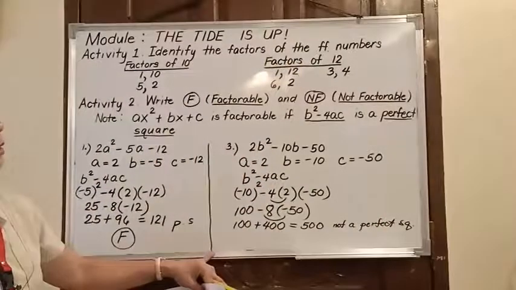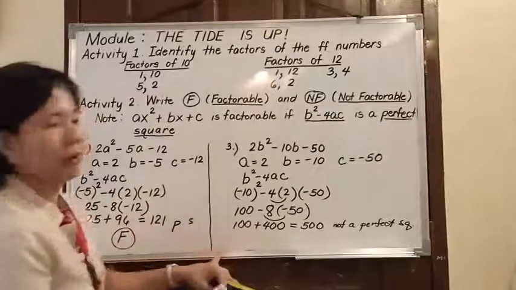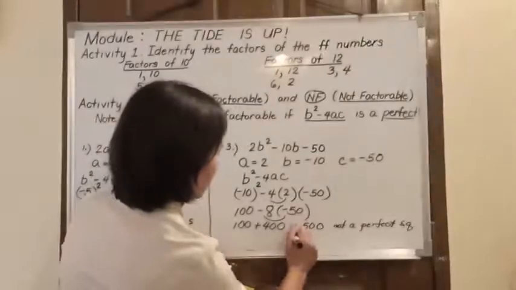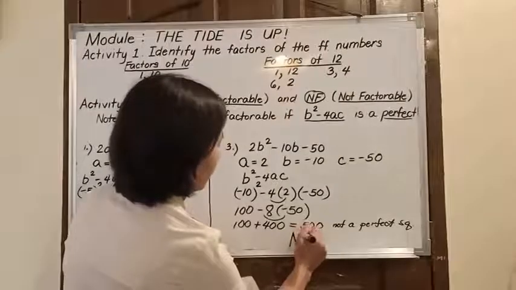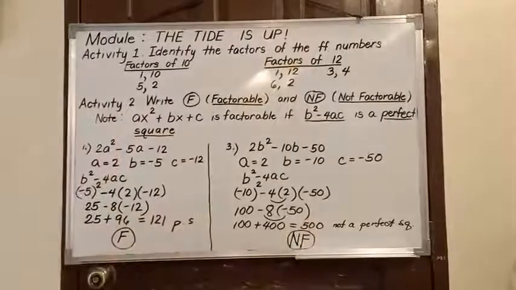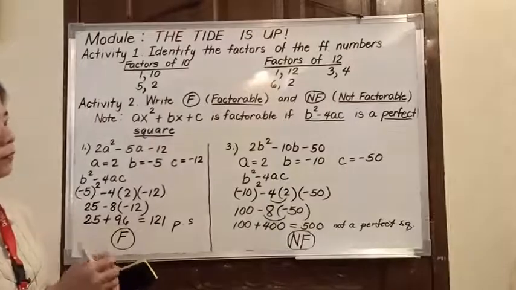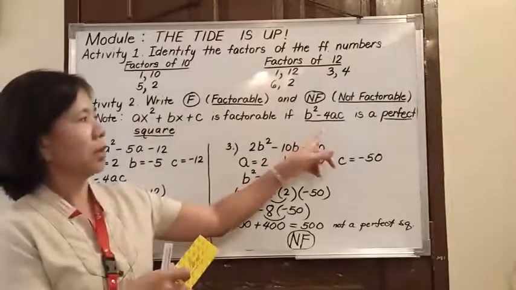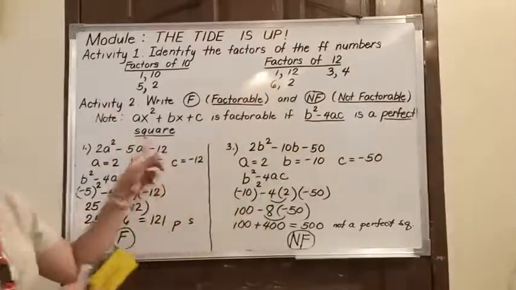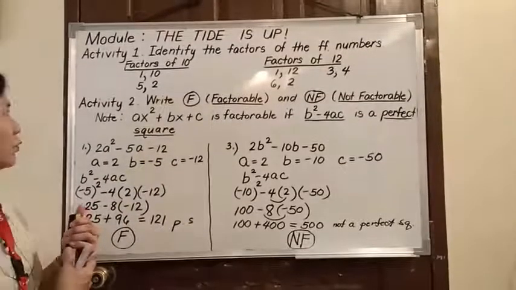Therefore, since this is not a perfect square, the given trinomial is not factorable. So, you write capital NF. So, the trinomial is factorable if the discriminant b squared minus 4ac is a perfect square. Any question? Okay, let's move to activity 3.